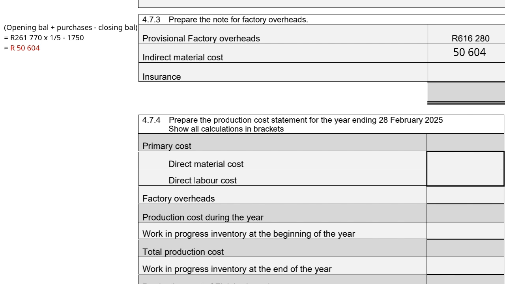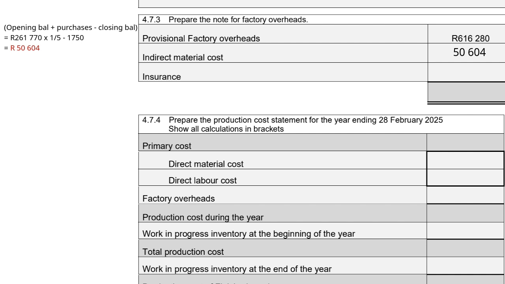For insurance, if we go back, they say the monthly insurance increased with 10% on 1 January 2025. The yearly insurance paid amounts totaling 124,992 Rand, which includes the insurance that has been prepaid for March and April. So in other words, insurance has been paid for March and April as well, so in other words for 14 months, and it increased by 10% from the 1st of January.